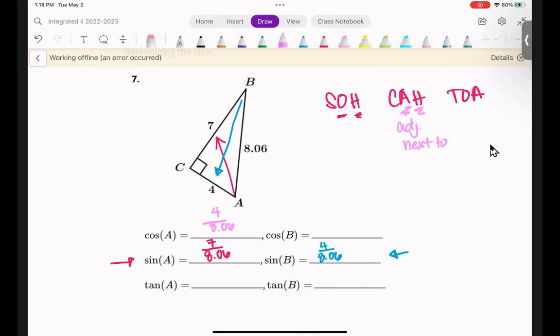Now, some of you are thinking, Miss Johnson, how come 8.06, that side, is not adjacent? Technically, it is adjacent, but it has a better name known as the hypotenuse. Does that make sense? In reality, I should be saying which leg is adjacent to angle A, and you would say 4. So very good. Now practice and find cosine of B.